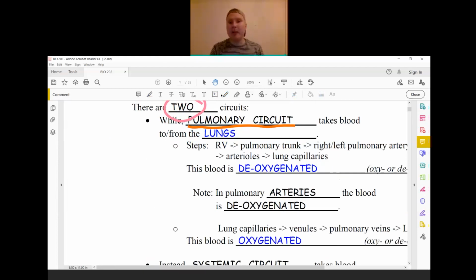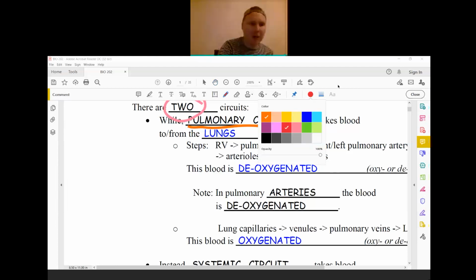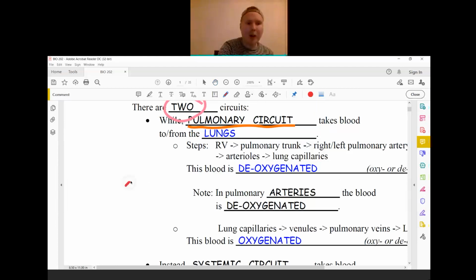So what I'm going to do here, I'm going to draw a really naive picture of a heart, and we'll learn all about the heart later on. But that's our heart. And blood leaves the heart to the lungs.